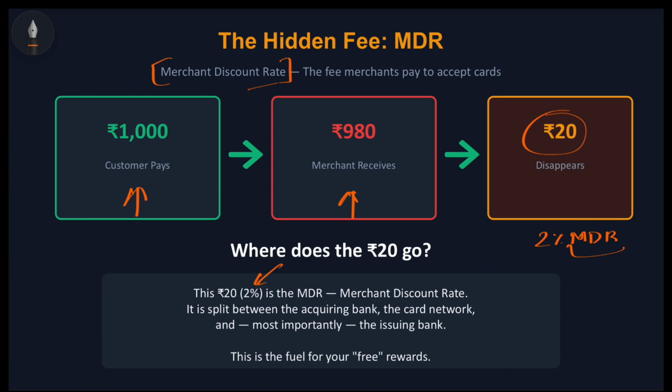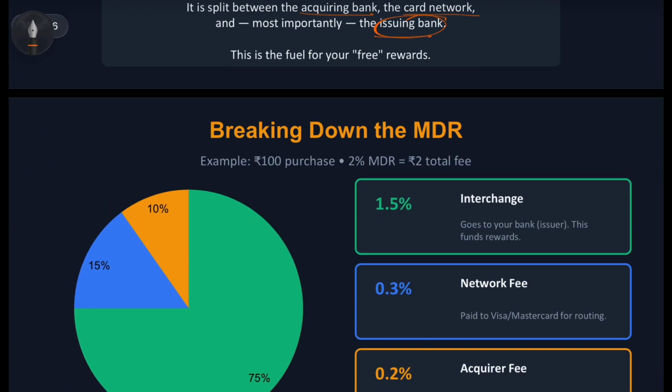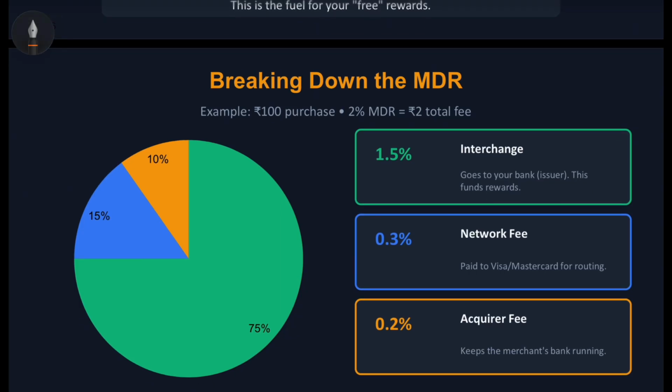And these 20 rupees is split between who? Between the acquiring bank, the card network, and most importantly the issuing bank. Let's see its bifurcation. 1.5% of, not the 2% fees, but of the total amount, goes to the interchange. It goes directly to the bank of the issuer, who is the bank of the customer. This is basically what is funding your rewards.